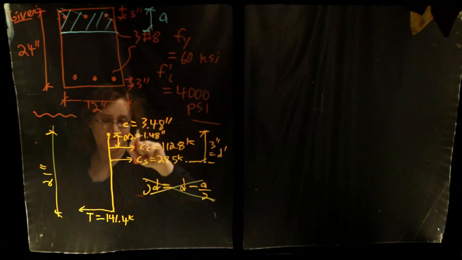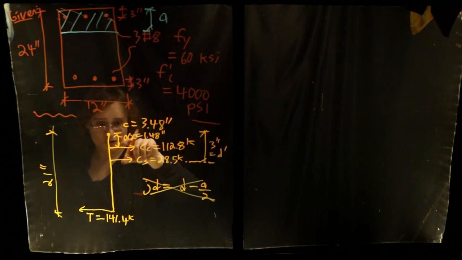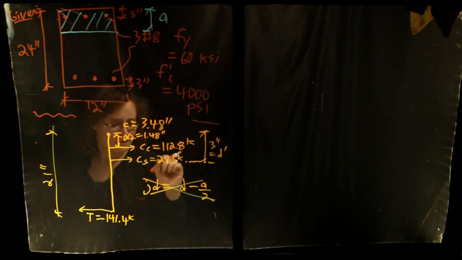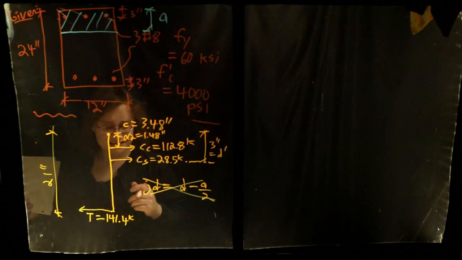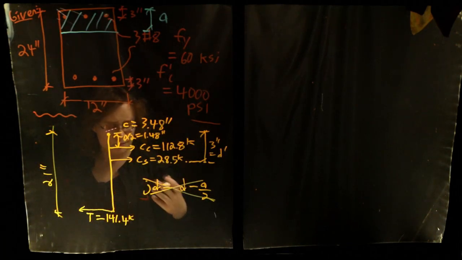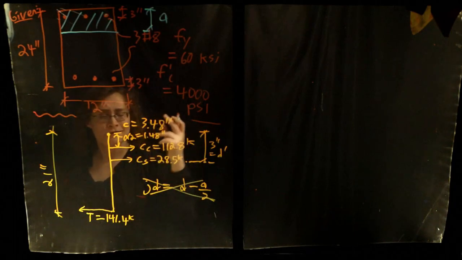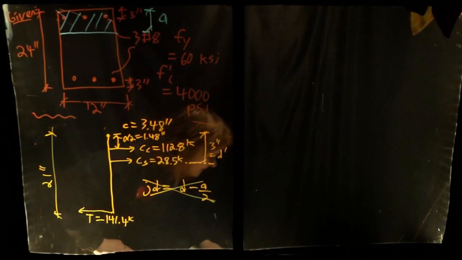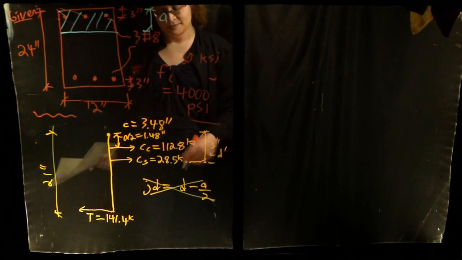So we could do this a couple of ways. We could find the centroid of our overall compression force, then multiply by the moment arm, JD. Or I think an even simpler way would just be to sum moments about some point. The nice thing about moment capacity is, regardless of where you sum moments, you should get the same value of the couple, regardless of where you're summing moments about.